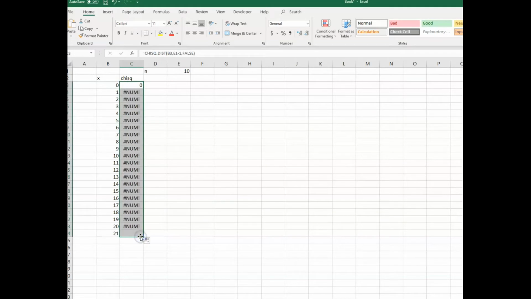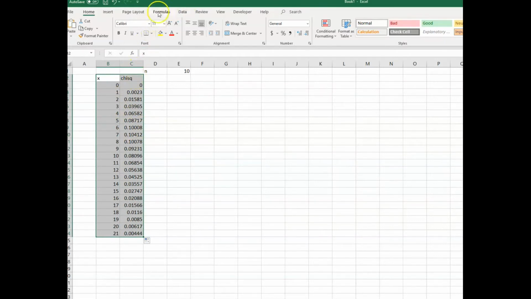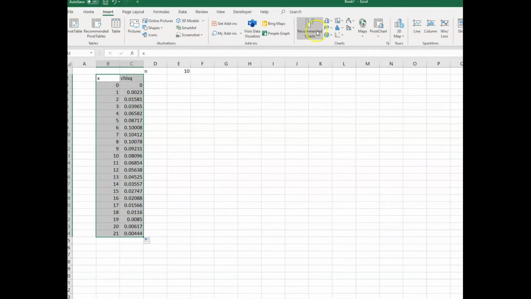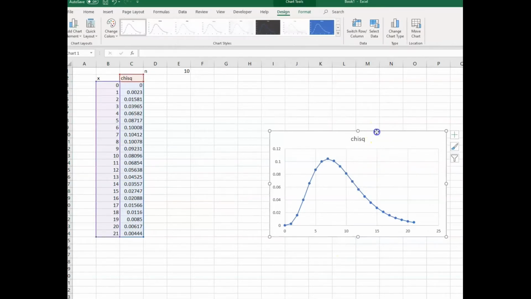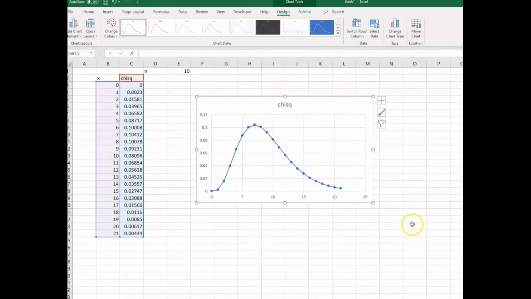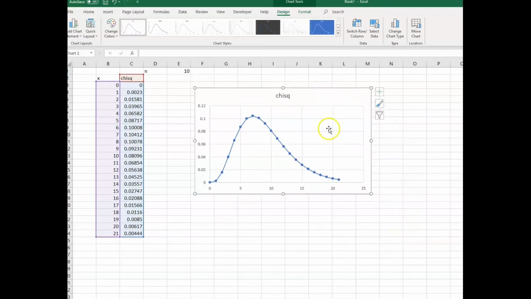Okay. Then we lock the degree of freedom. Sorry, n. Then we copy and paste. Okay. So let's draw the graph. We highlight x and y, click insert, click recommended, then click OK. So this is chi-square density distribution. It is different from normal and student t. From this graph, you see it starts from 0 and goes to positive infinity.